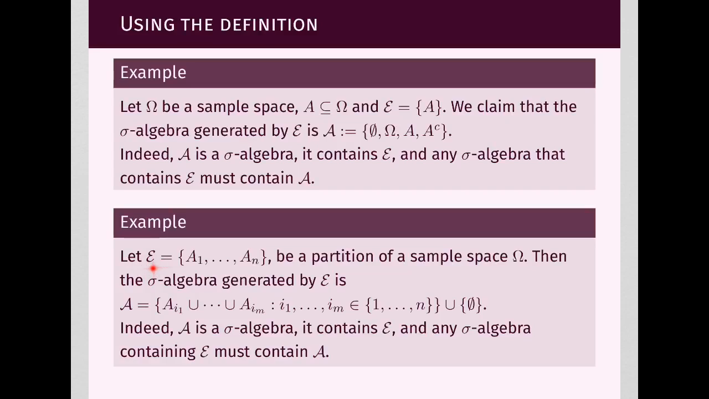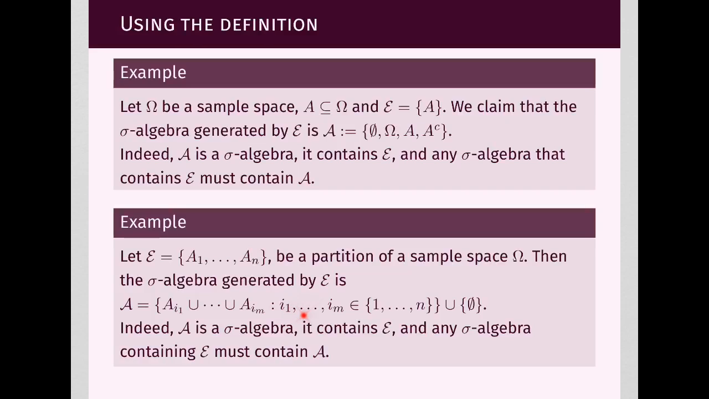Suppose the class E has these n sets in it, and these sets form a partition of the sample space omega. So they are disjoint and their union equals omega. That's what it means to be a partition. Then we claim that the sigma algebra generated by this class E is the family, which we denote by calligraphic A here, the family of unions of any sub-collection of elements of this family.